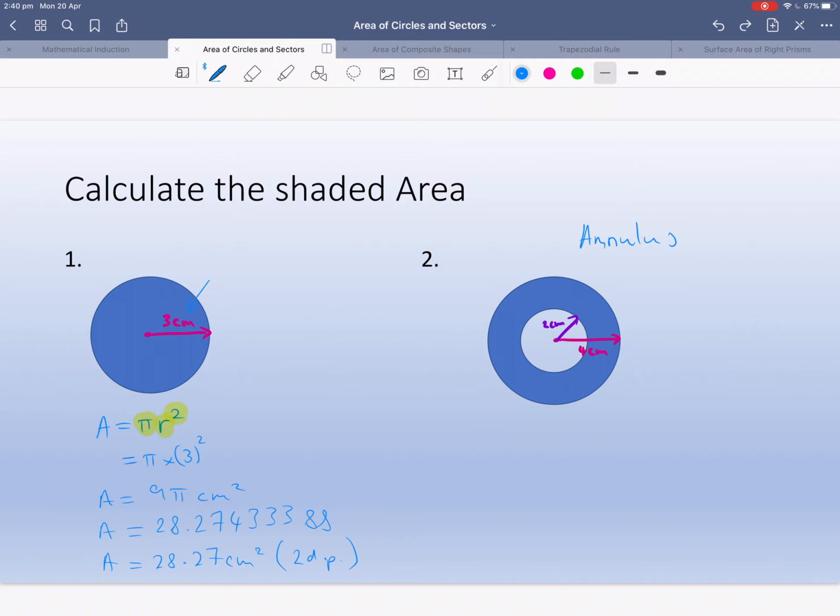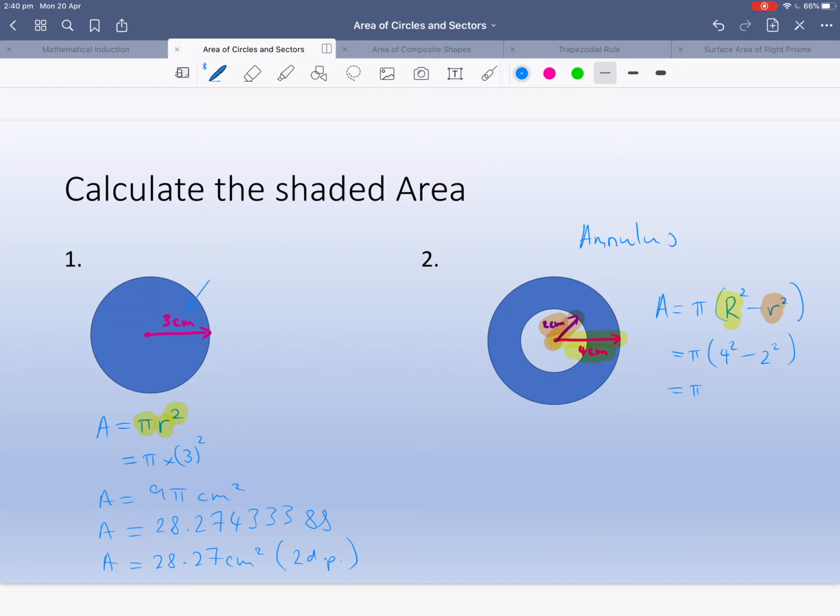Now, I'm going to do it that way because that's the way your textbook has it. So we're going to go pi, and we're going to go big R squared minus little r squared. Now the big R is the big radius. So in this case, it's 4 centimeters. So I'm going to start substituting in. And the little r, which many of you would have already guessed, will be the little radius of the little circle. So that'll be 2 squared.